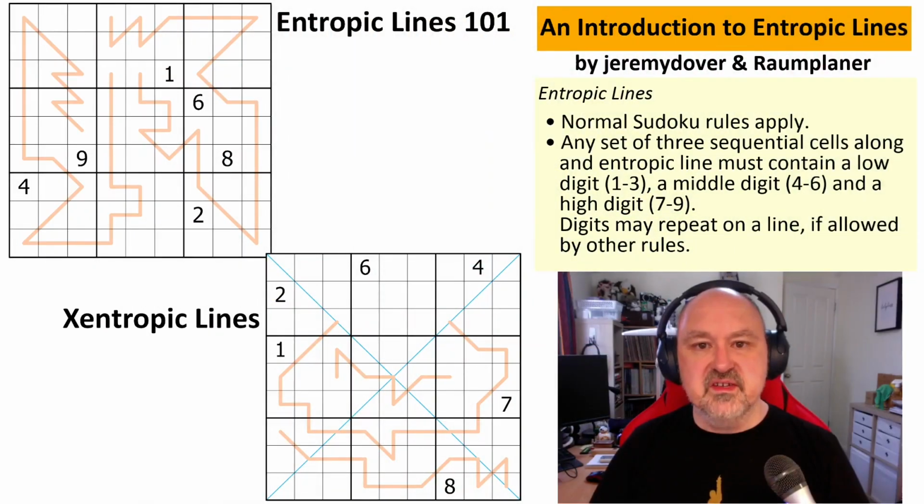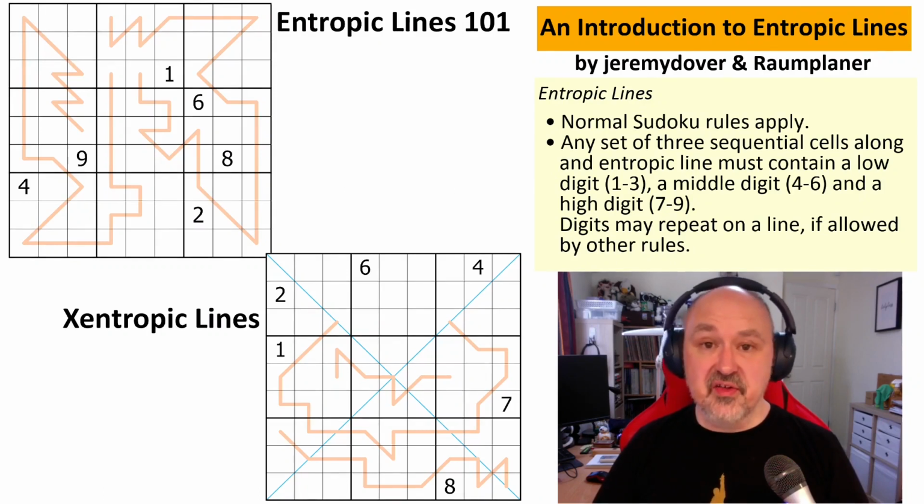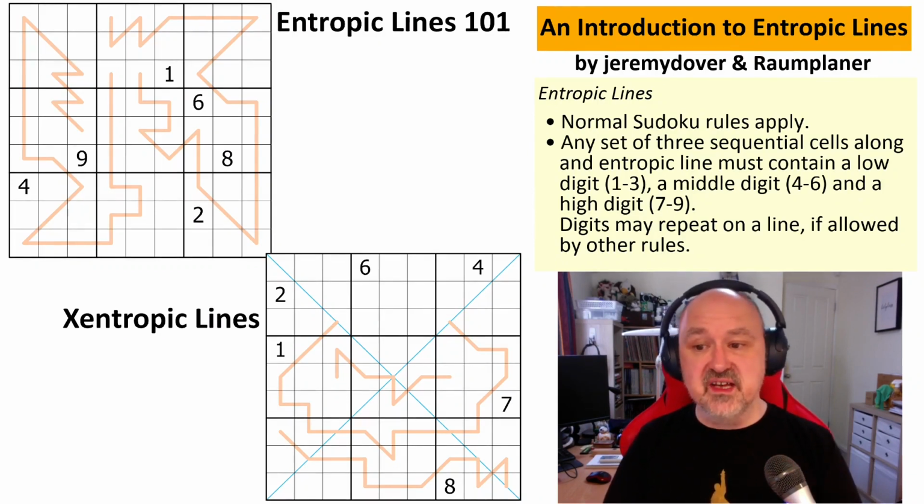Good afternoon, everyone. This is Bremster, and today I have the fortune of bringing you an introduction to yet another new type of Sudoku rule set. This is the Entropic Lines rule set, which I believe has been developed by the two setters of the puzzles I'm bringing to you today, jeremydover and Raumplaner. These lines are a new Sudoku constraint that has been discussed on some of the Discords that I'm on, and they look really interesting, and I thought I would give them a shot and introduce you to them.